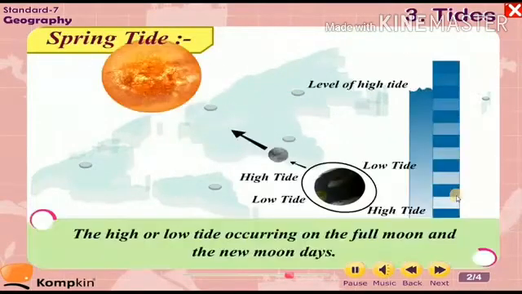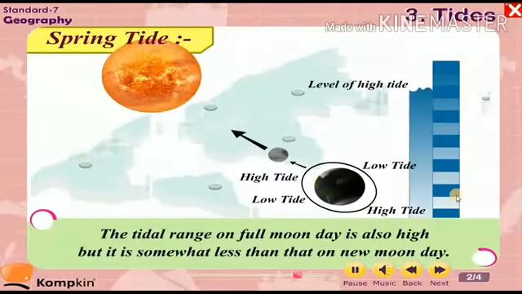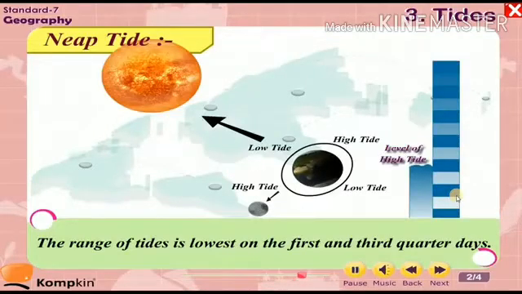Spring tides: the high or low tide occurring on the full moon and the new moon days. As the sun and the moon are on the same side of the earth on new moon day, maximum tidal range is observed. The tidal range on full moon day is also high, but it is somewhat less than that on new moon day. Neap tides. The range of tides is lowest on the first and third quarter days.